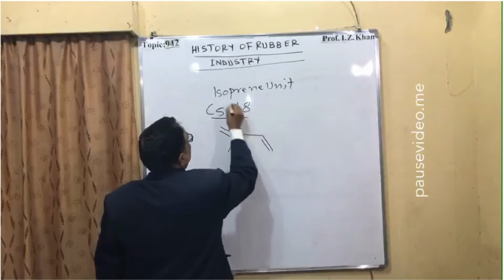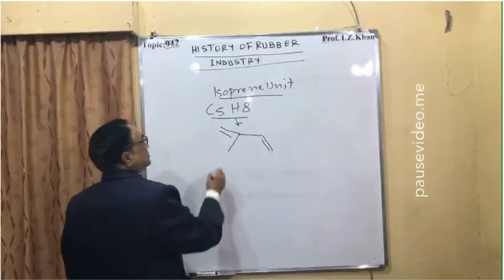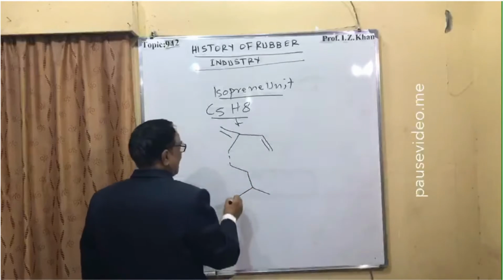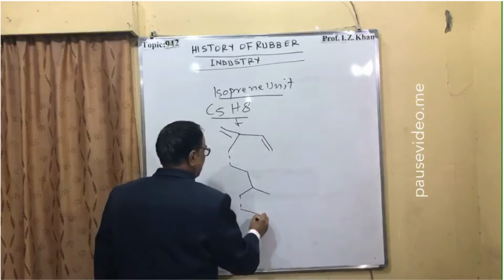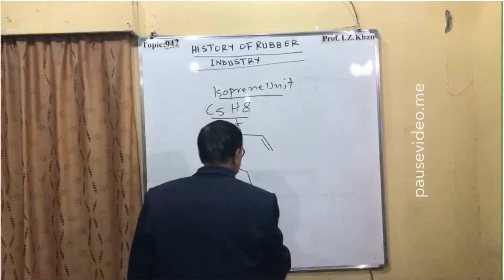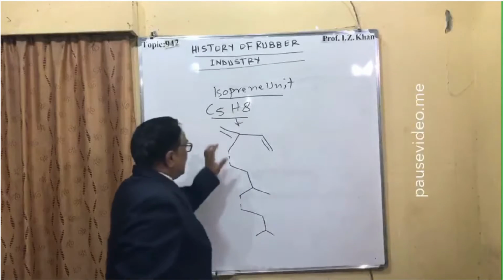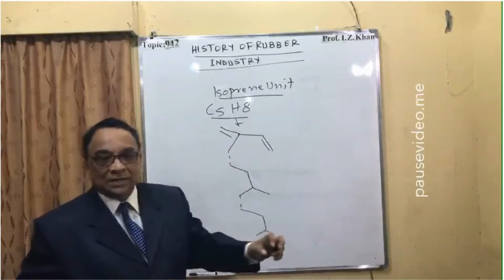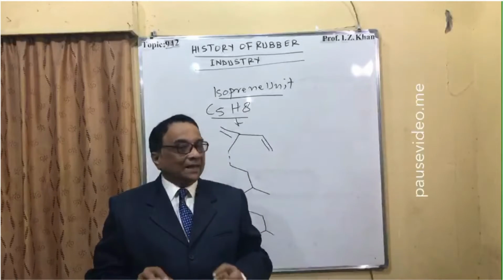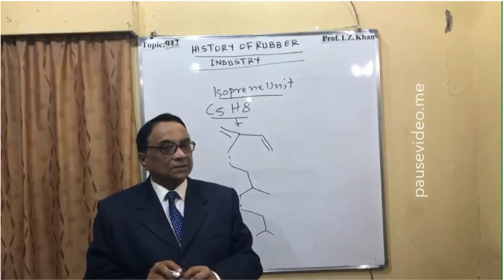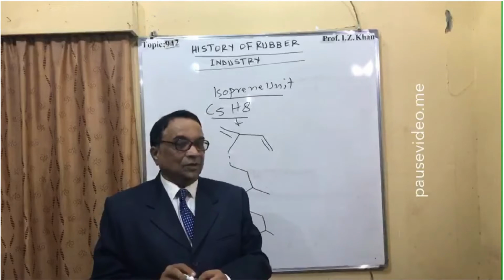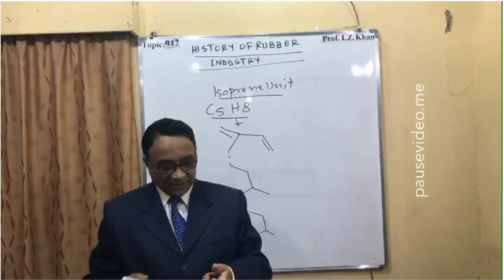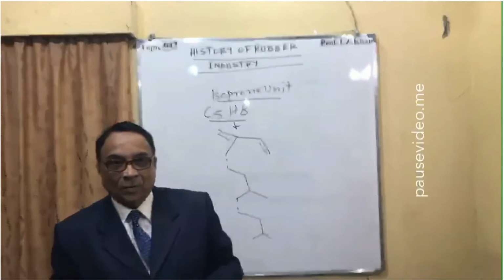So this is your isoprene unit, and in this way another isoprene unit will be joined together, and another isoprene unit will join together. So in this way this isoprene unit C5H8 will make a long chain polymer, and that long chain polymer of C5H8 isoprene units is known as rubber. So all these things I will be discussing one by one.